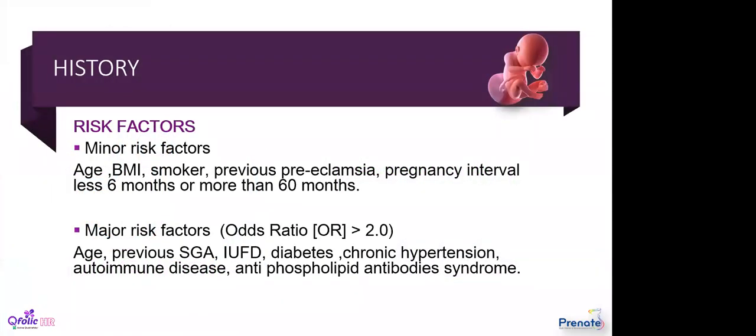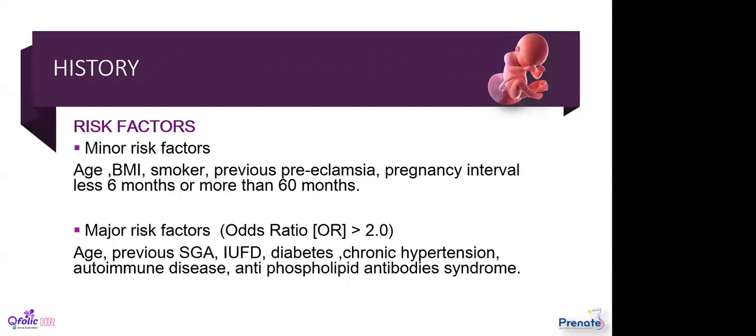Now, in the history, on the first visit, it's very important to take the obstetrical and medical history of the woman. There are numerous risk factors which can predict bad outcome of the fetus in terms of growth restriction. There are minor risk factors and major risk factors. Minor risk factors: age more than 35, BMI less than 20 or more than 26 to 31, smokers, cigarette smoking 1 to 10 per day, previous history of preeclampsia, previous pregnancy interval less than 6 months or more than 60 months. So these are minor risk factors.